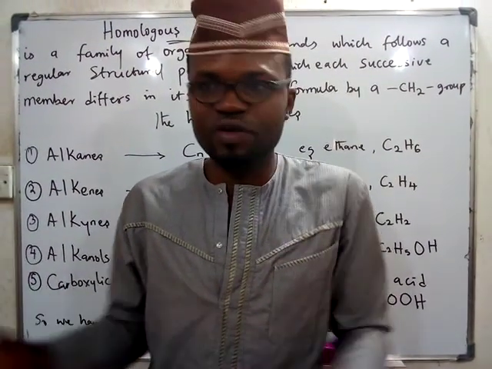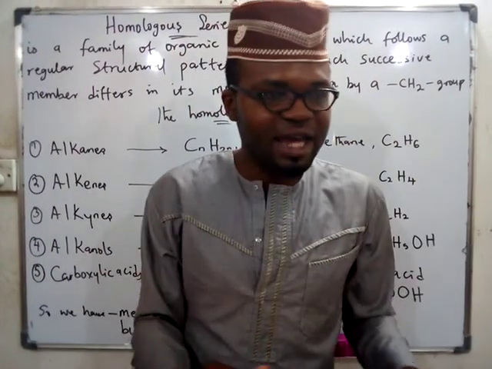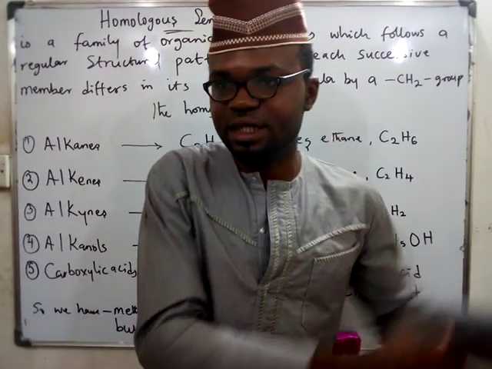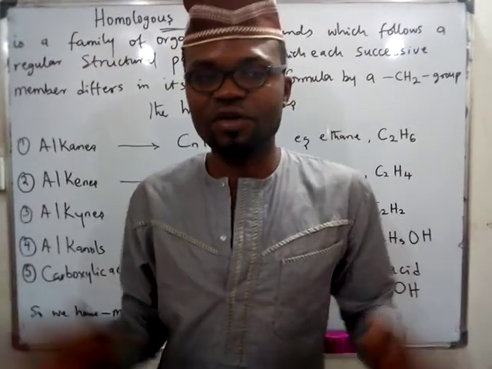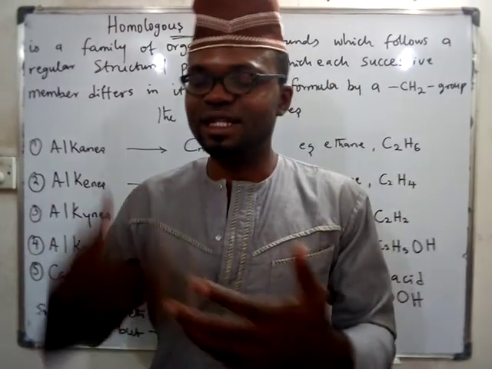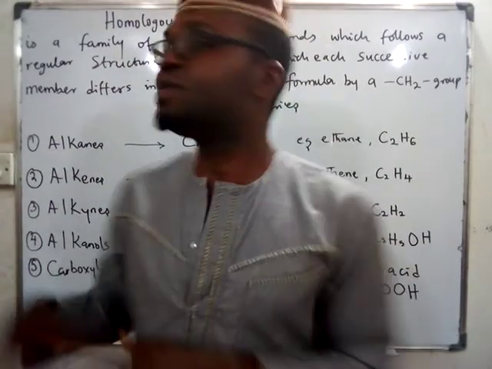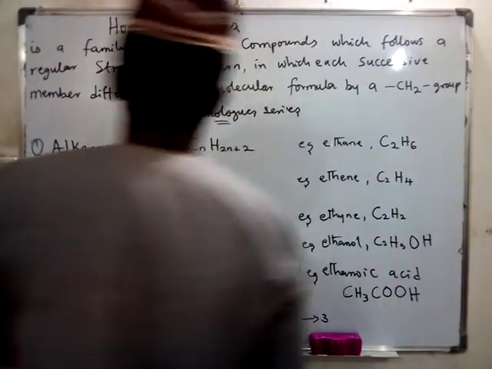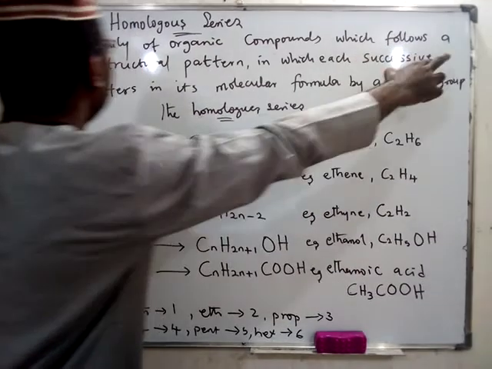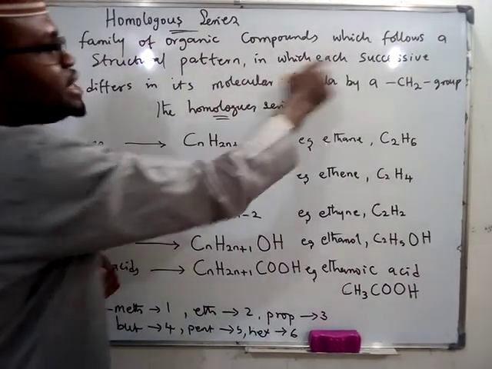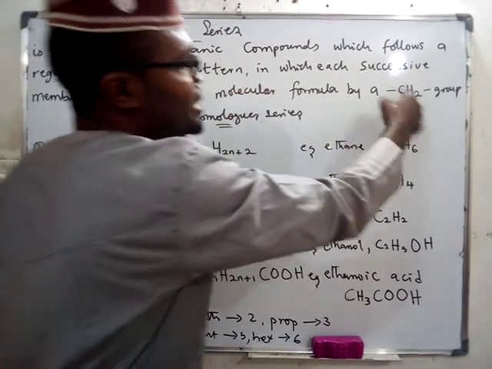And these groups, you have a group called alkanes, we have alkenes, we have alkynes, we have alkanols, we have alkanoic acid, we have aromatic hydrocarbons too. In order for us to understand the behavior of these organic compounds very well, we divided them into groups, known as homologous series. So what is a homologous series? A homologous series is a family of organic compounds which follows a regular structural pattern in which each successive member differs in its molecular formula by a CH2 group.